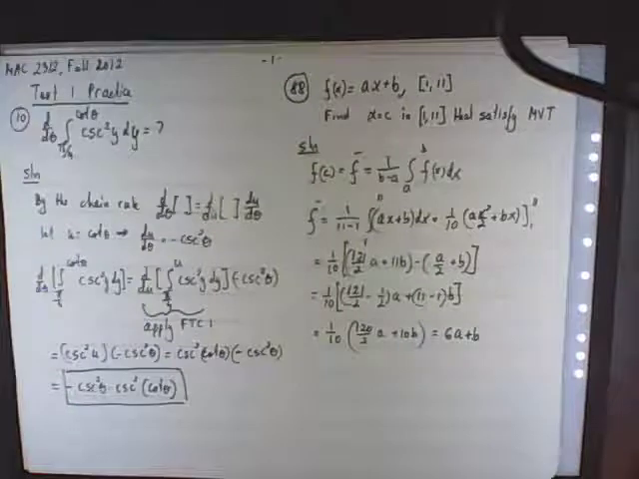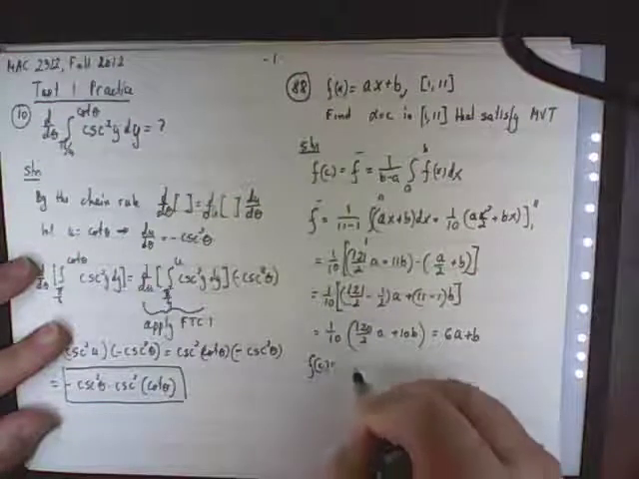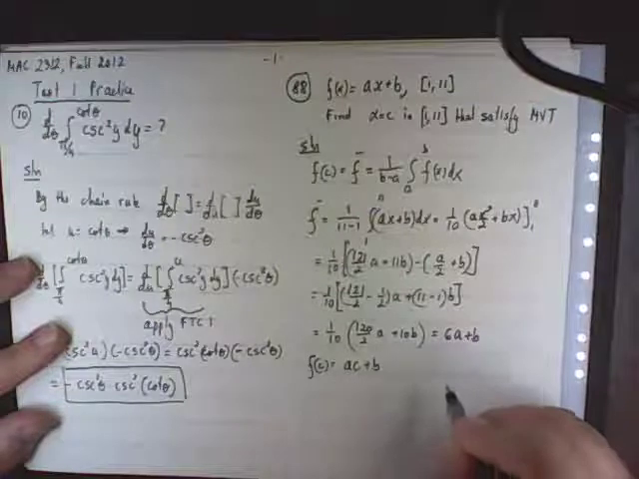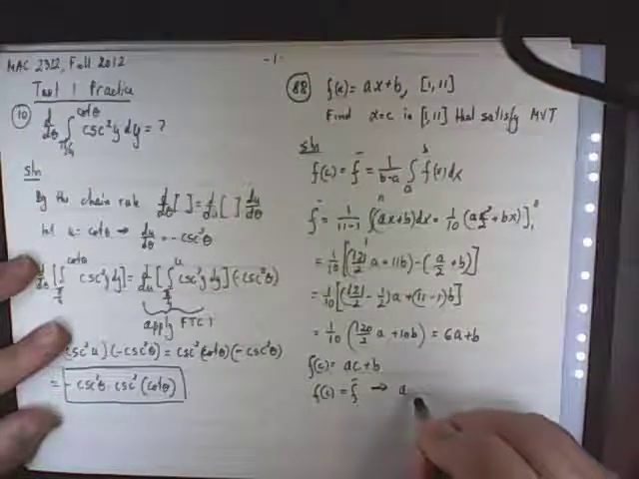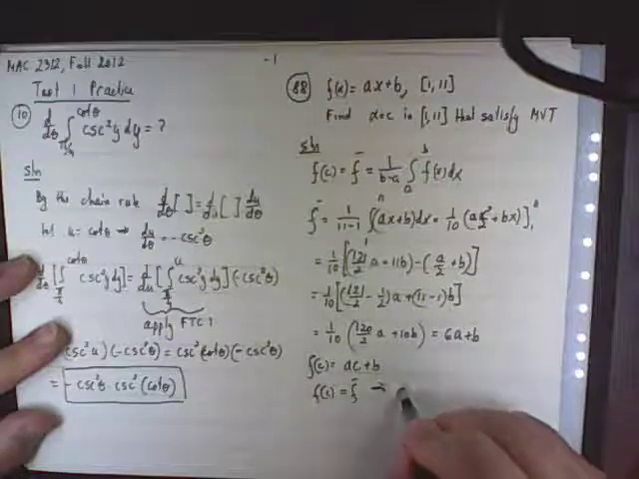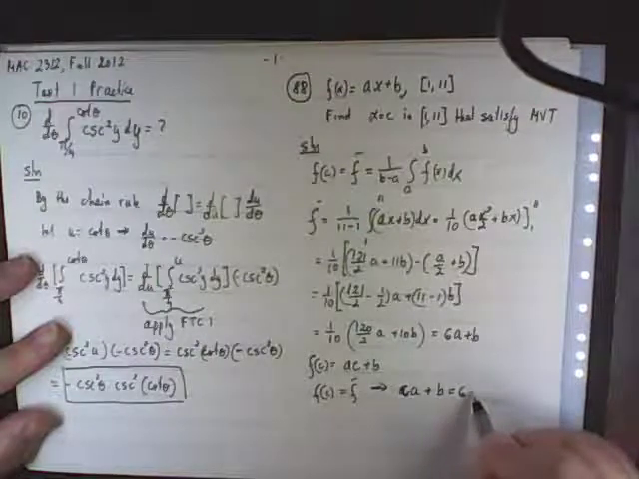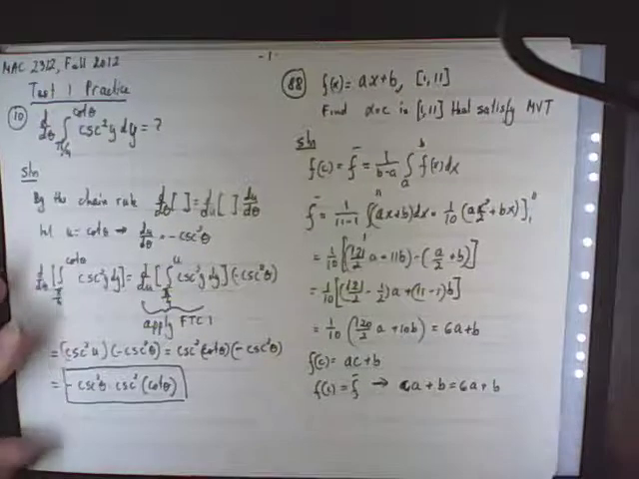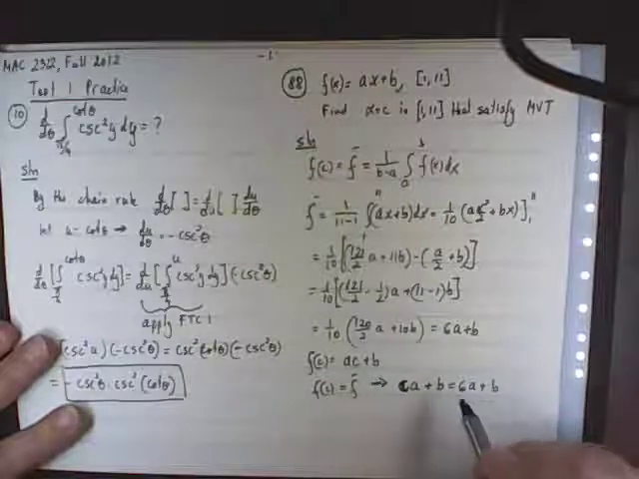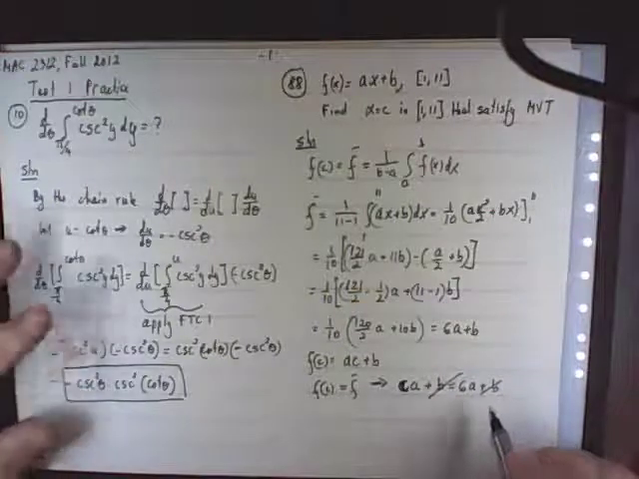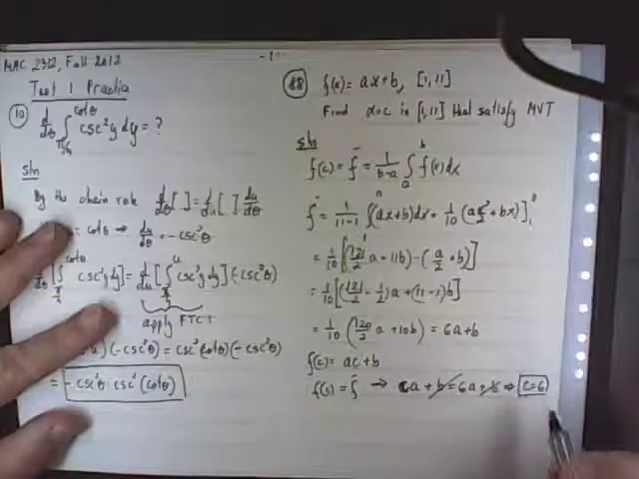Okay? On the other hand, so this is f bar. On the other hand, f of c is simply ac plus b. So f of c should equal f bar. It follows that a times c, plus 1 times b, must equal 6 times a plus b. So you can see that the b's equal each other, right? And what happened is ca equals 6a, and therefore c equals 6. So that's the answer.